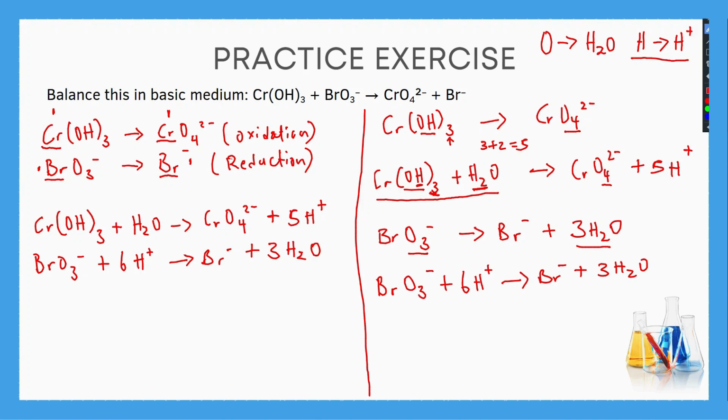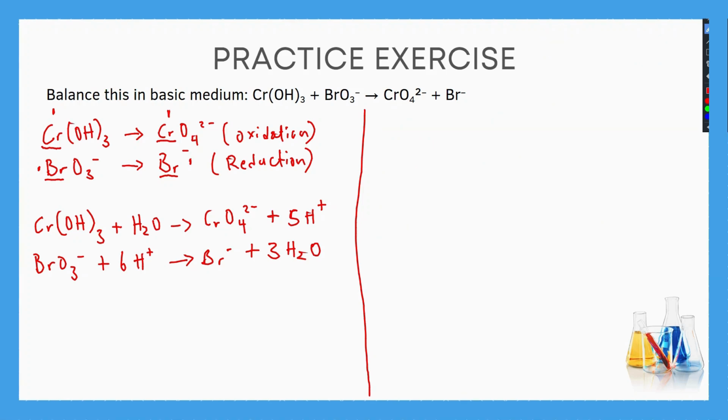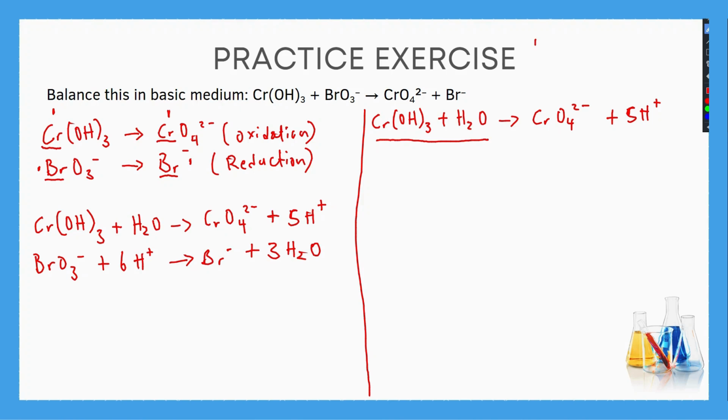Now the next step says to balance the charges on both sides using electrons. So let's do that very quickly. In order to balance the charges using electrons, we need to know what the charge is on both sides of each equation, so we'll know where to add electrons. Now, for the first equation, we have Cr(OH)3 plus H2O yielding CrO₄²⁻ plus 5H+. Now, on this left-hand side, are there any charges? Do you notice any plus or any minus sign? Of course not. So the charge here basically is 0.